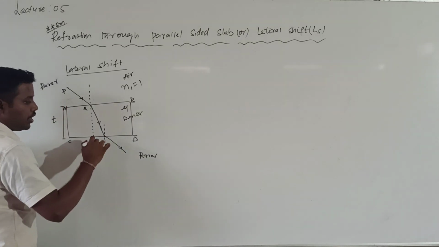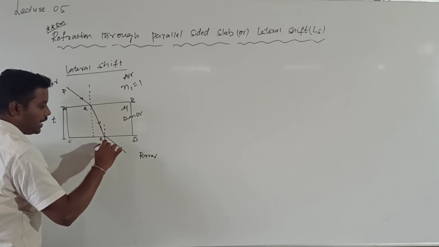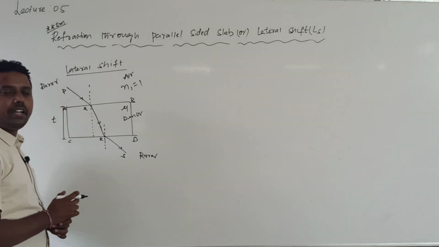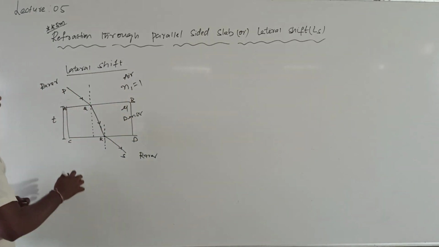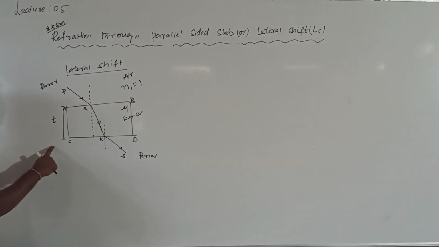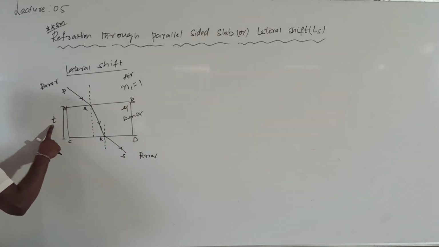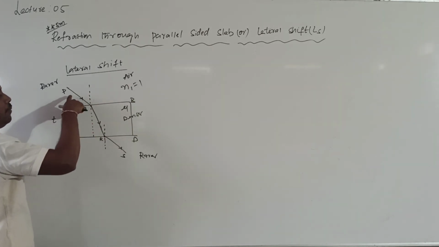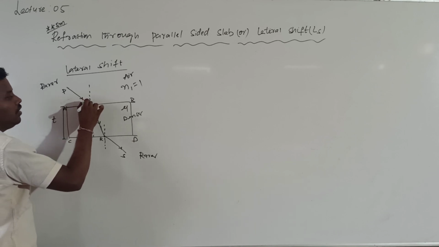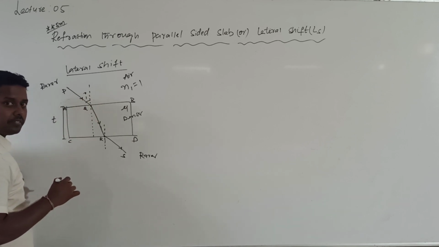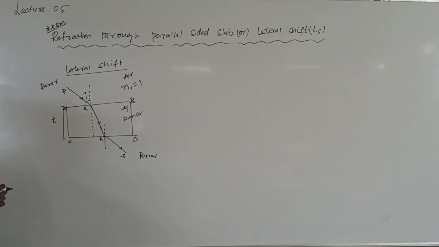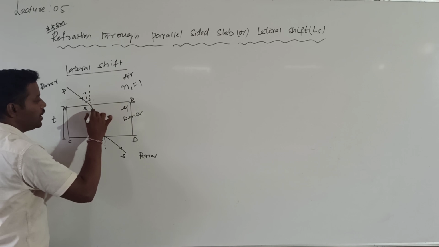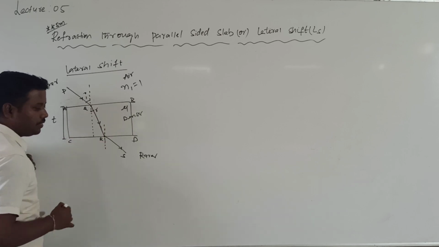Can I call QR the refracted ray and RS the emergent ray. The diagram should be clear. Consider one rectangular parallel sided glass slab of thickness T, refractive index mu, placed in air. Allow the light ray PQ to be incident at an angle of incidence equal to i. What is the angle of incidence value? Equal to i. And here the angle of refraction value is equal to r.